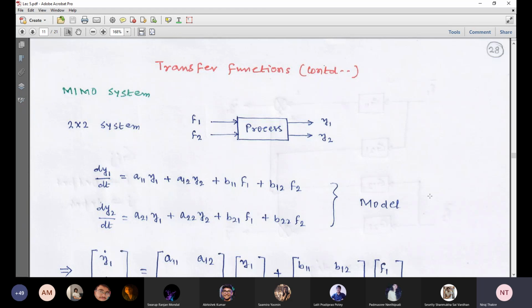So we are currently discussing the transfer function model. Previously, we have derived the transfer function for single input, single output or SISO system. We also developed the transfer function for multiple input, single output or MISO system. So today we want to discuss the development of transfer function and the corresponding block diagram for multi-input, multi-output or MIMO system. Okay. Now here, we are considering a 2x2 system, which is basically the simplest MIMO system.